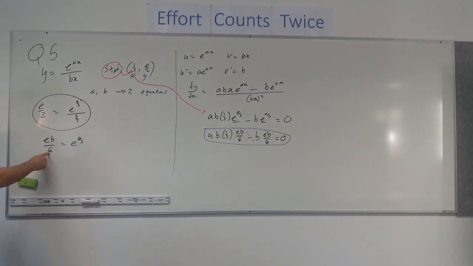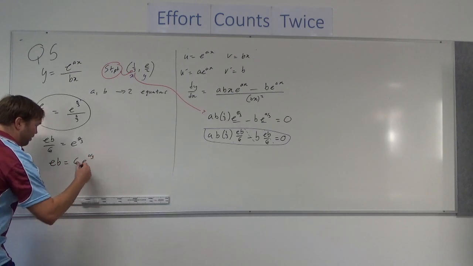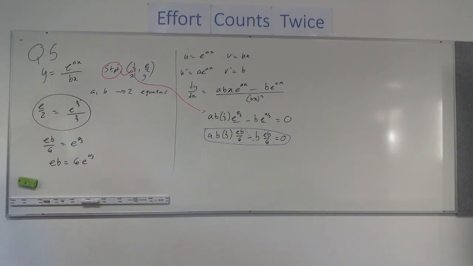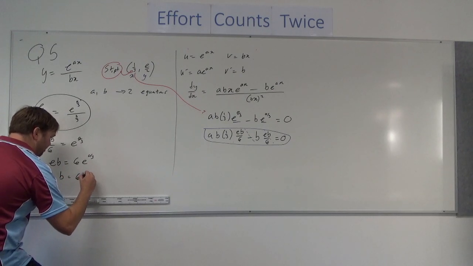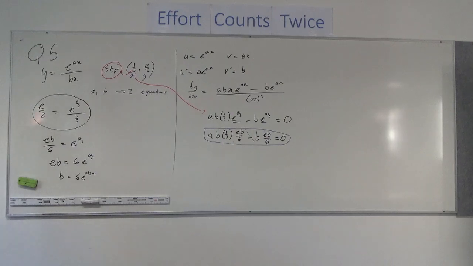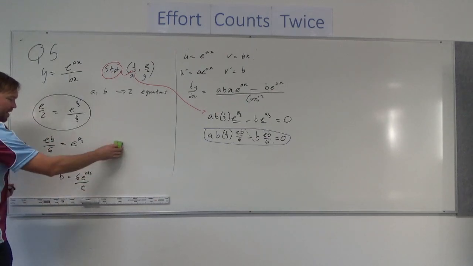So if I multiply both sides by 6, eb equals 6e^(a/3), and then if I divide both sides by e. Now, dividing both sides by e is like removing 1 power of e, so b equals 6e^(a/3 - 1). Or we could write it as over e. That might actually be nice. Take one at the top, e down there, same thing.